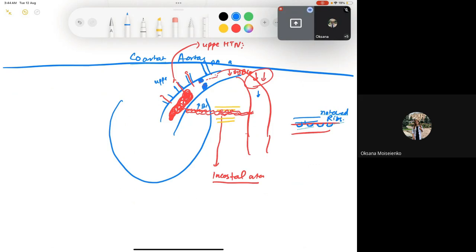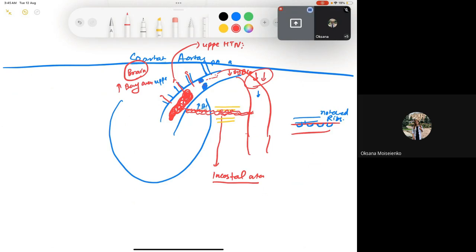coarctation of the aorta, right? Since we know that we have a lot of blood pressure in the upper extremities, which would feed your brain as well, if you have a lot of hypertension in the blood vessels feeding your brain, what would happen as a result? We'll have increased chances of getting what? Berry aneurysm. So what is berry aneurysm?